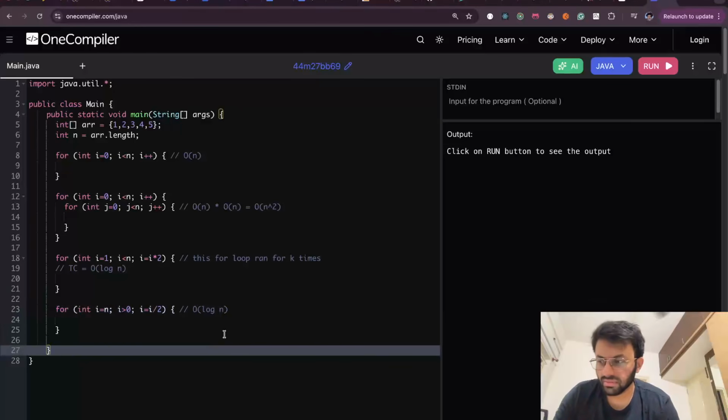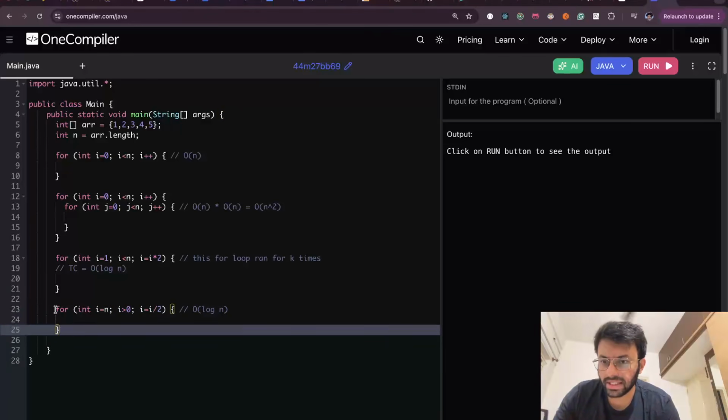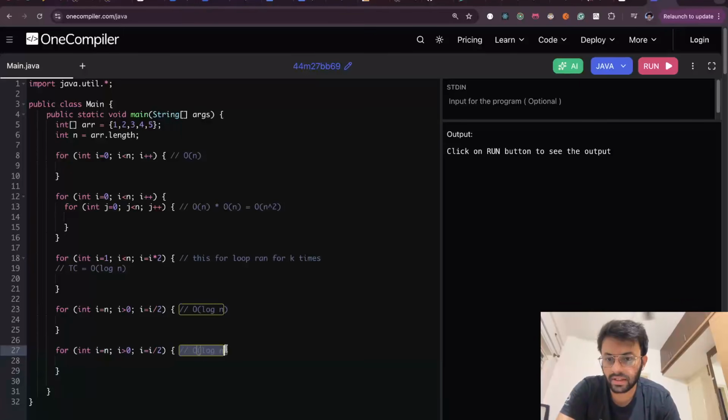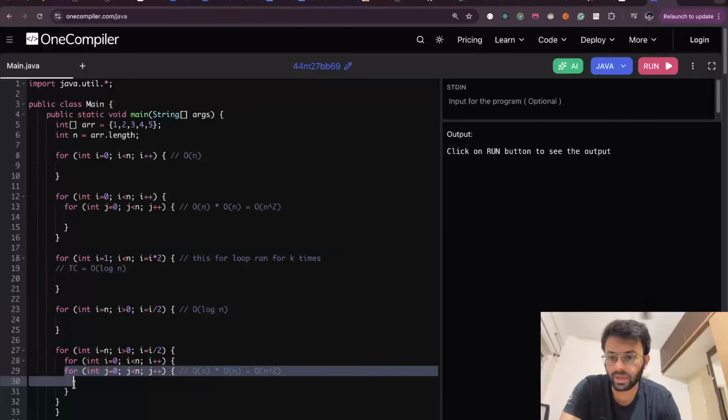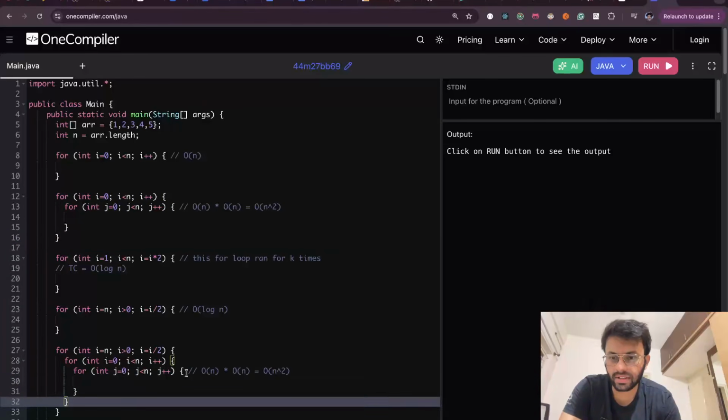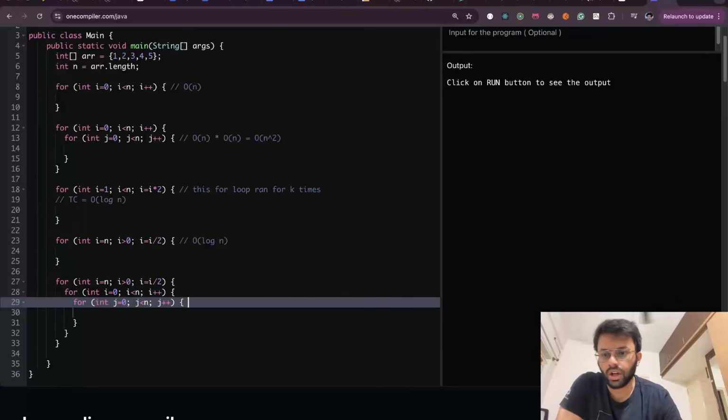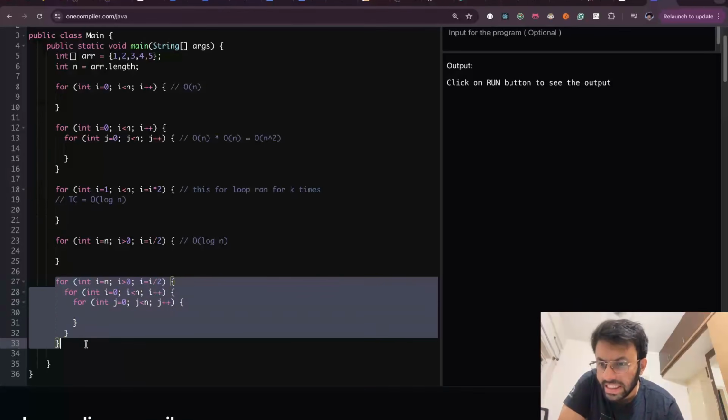Now suppose you have something like this. Okay, what do you think is the time complexity of this entire for loop? Again, as I said, if you have nested for loops, then the total time complexity will be the multiplication of time complexities of each for loop.